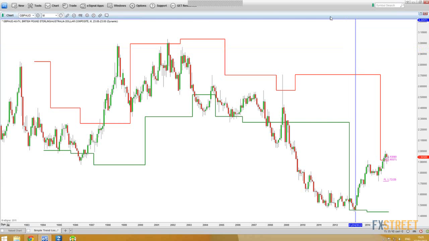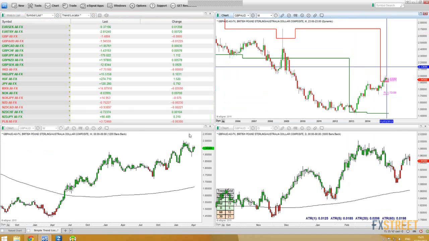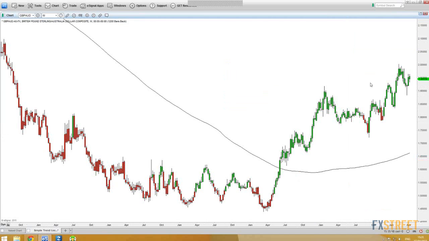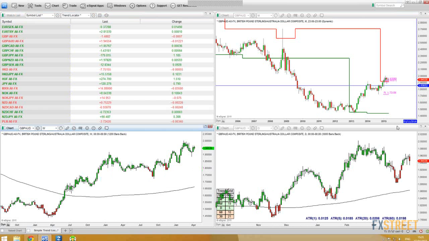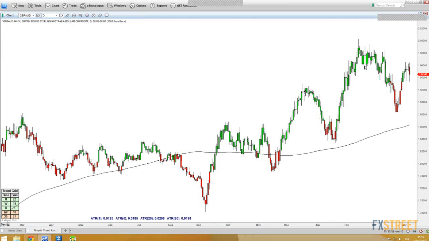If we look at the weekly, we can see that we're trading above the weekly 200 moving average. We've got the green trend filter, but nothing of significance, really choppy. If we go to the daily time frame, trading above the daily 200 moving average and a very choppy piece of price action at the moment.